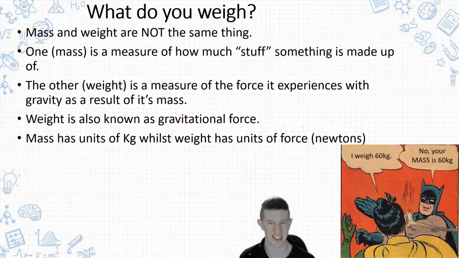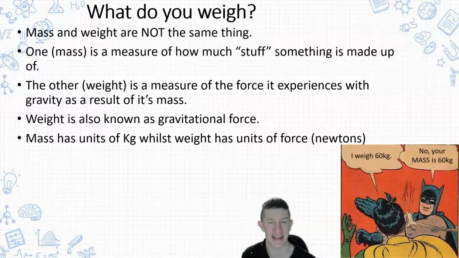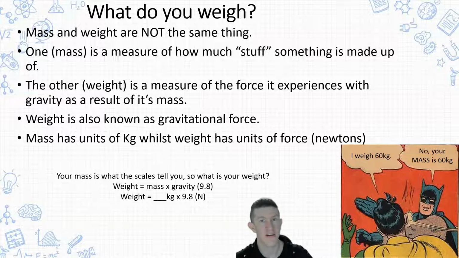You have the same amount of stuff, the same amount of atoms, etc. in your body, no matter where you are in the universe. So mass is kilograms. When you weigh something, you are actually measuring its mass in kilograms. Weight is a force, and it's a force in newtons. So how do you convert the two? How do I know how much I weigh? Well, luckily on Earth, gravity is 9.8.